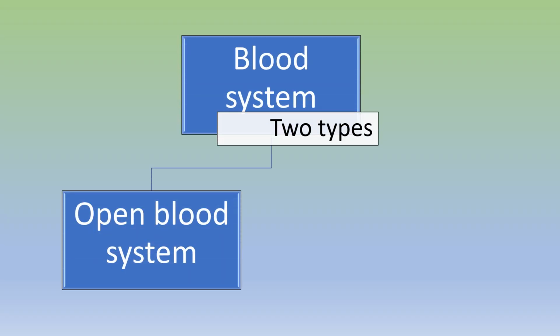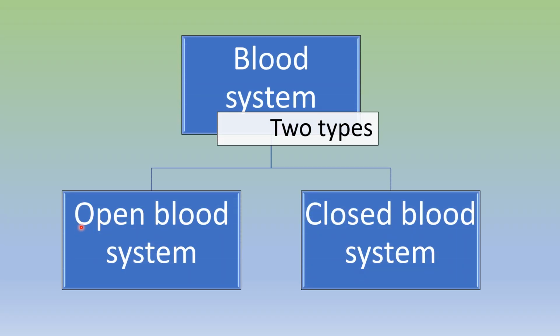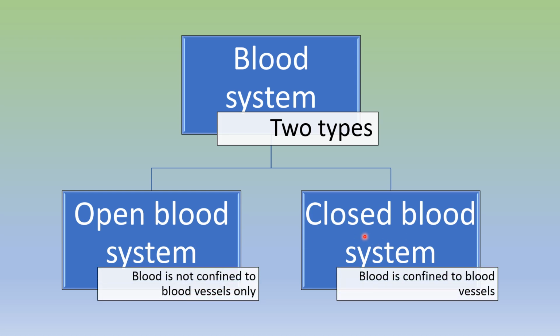Now, with regard to blood systems, there are two: an open blood system and a closed blood system. With an open blood system, blood is not confined to blood vessels only. At some stage, blood leaves the blood vessels and enters a cavity. With a closed blood system, blood is always confined to blood vessels, so blood never leaves the blood vessels at all.